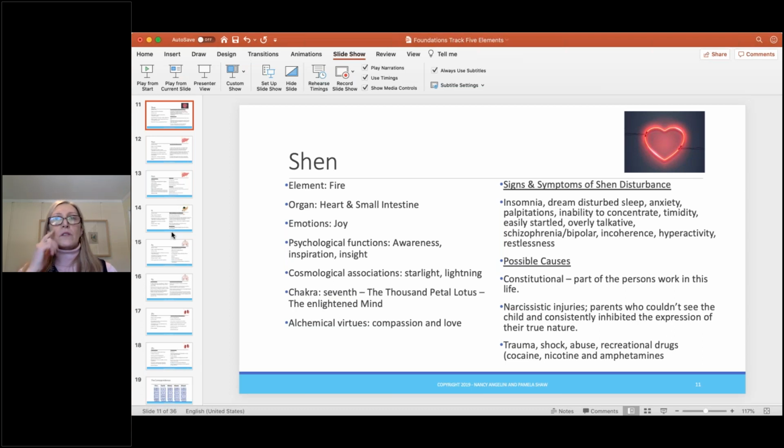I'm trying to think if there's anything else I can say about this before our break. Nancy, a quick question for you. Yes. Ray asks, is a Shen disturbance due in part to an excess in water?